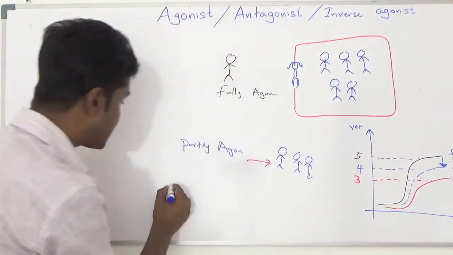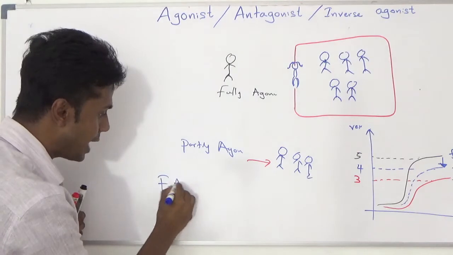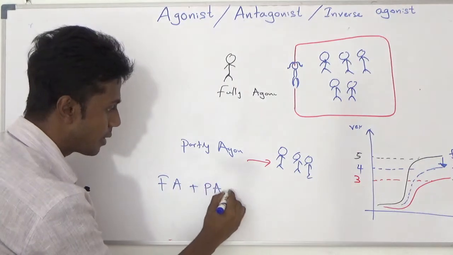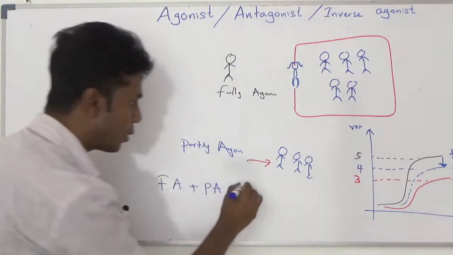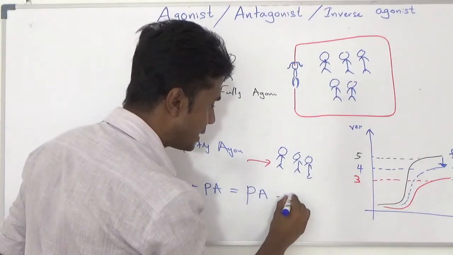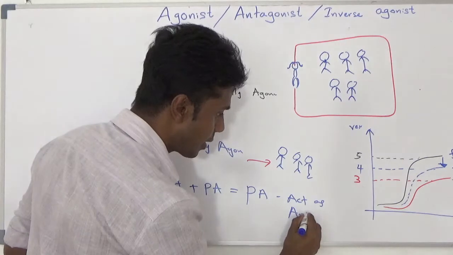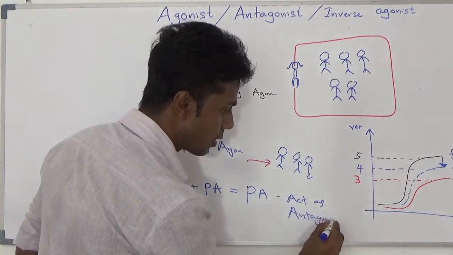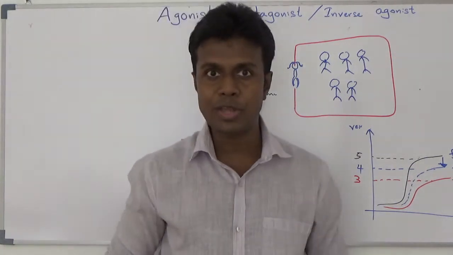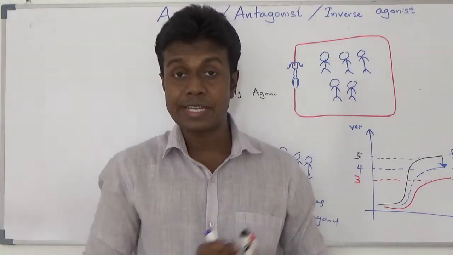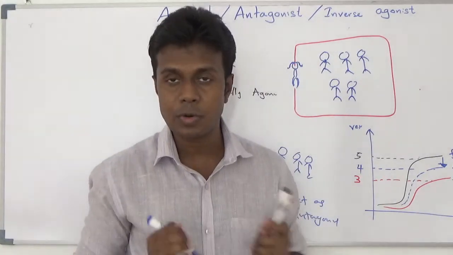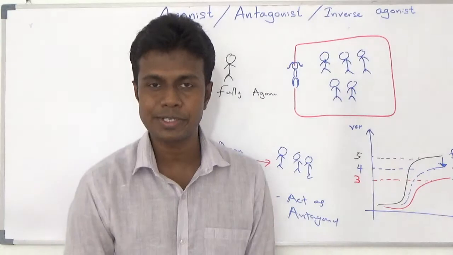So once you mix full agonist and partial agonist together, your partial agonist acts as antagonist. Now you have an idea about the antagonist as well. That is all regarding the agonist. Now I am going to move into antagonist.